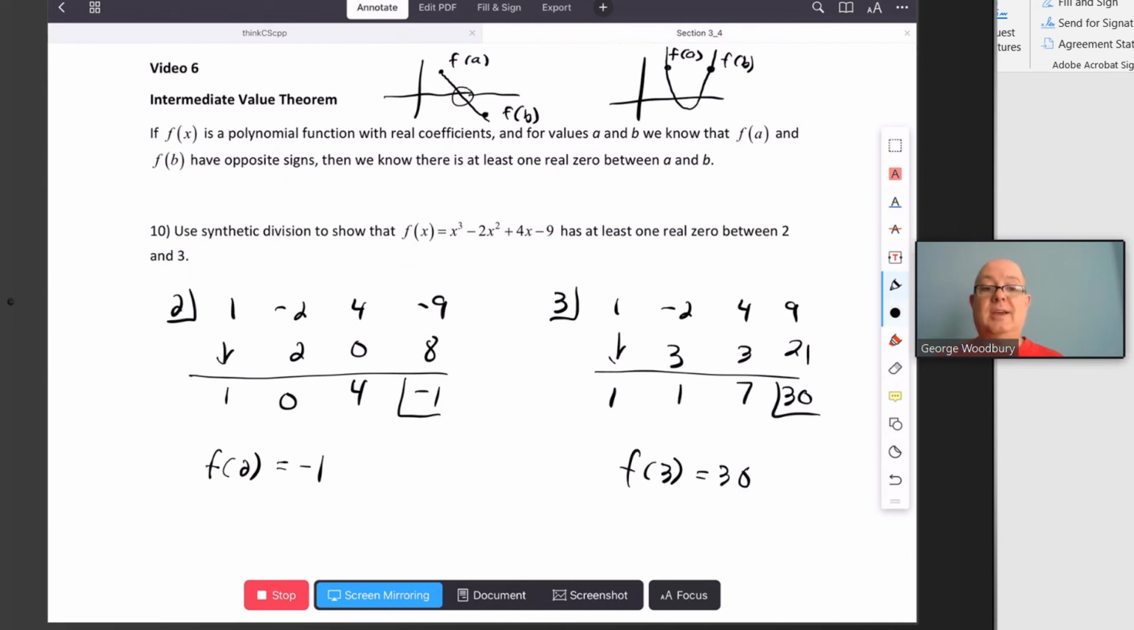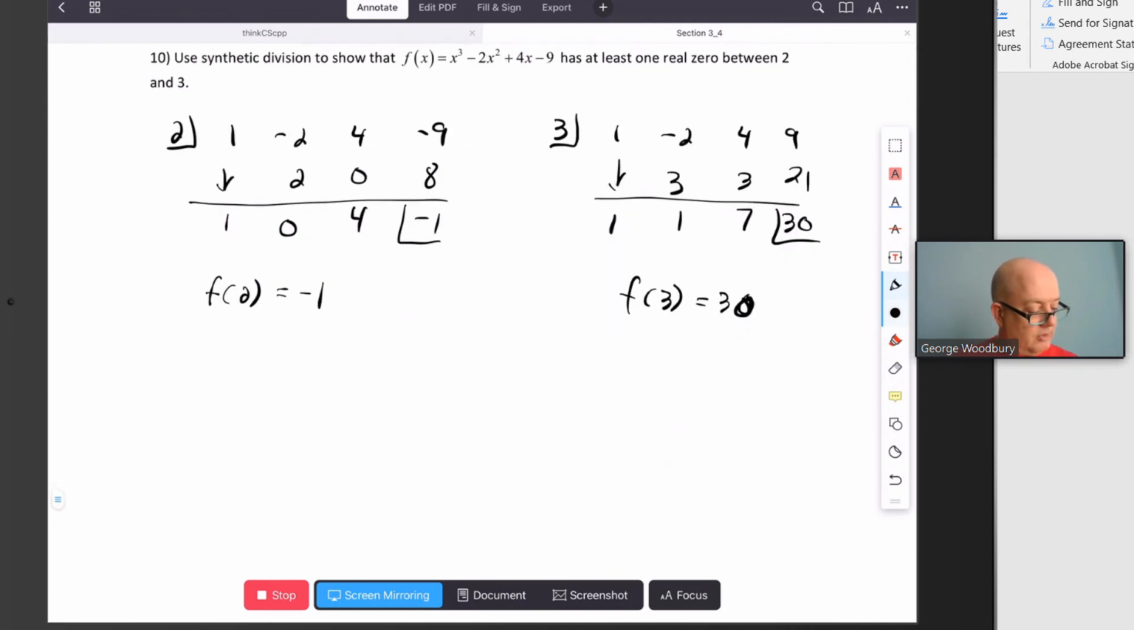Because f of 2 was negative and f of 3 was positive, there must be a solution between them. Again, on a graph, it would look something like this, not to scale. f of 2 was negative 1, f of 3 was 30. To get from point A to point B, you have to cross the x-axis. Therefore, by the intermediate value theorem, there must be at least one zero in that interval.